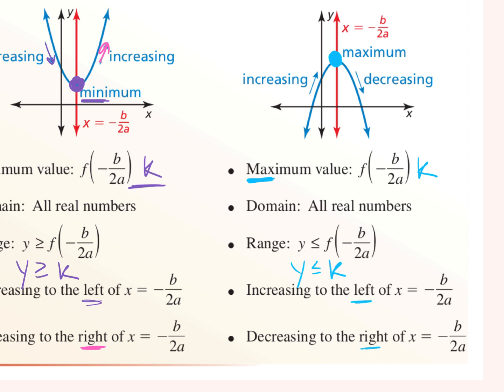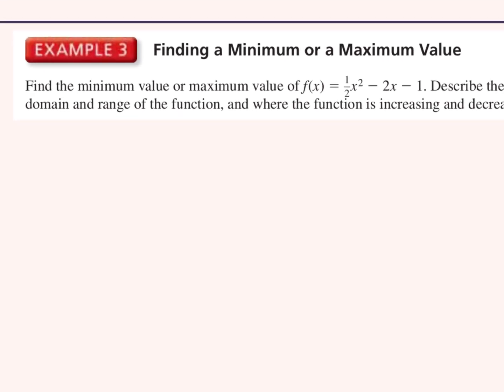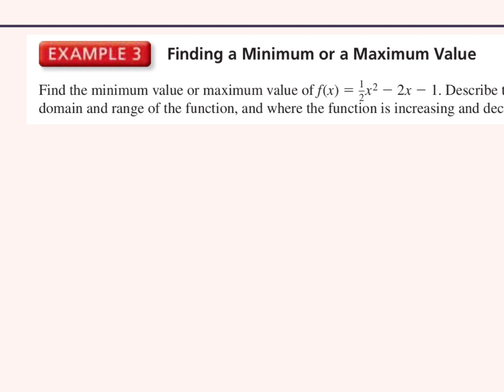So there's a couple questions from the homework that are going to ask you for all of these things. I would recommend using the notes to help you. In example 3, we're asked to define the minimum or maximum value, describe the domain and range of the function, and where the function's increasing and decreasing. So it's not asking for us to graph it, but it helps to have an idea of what our graph looks like. Let's find the vertex because we need to know what our k is if we're going to find the maximum and minimum value.